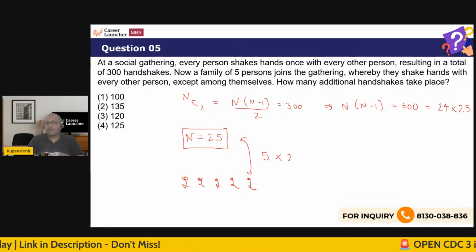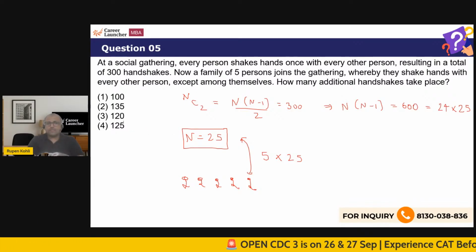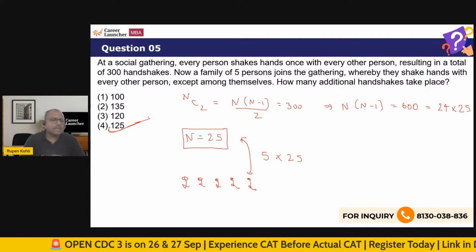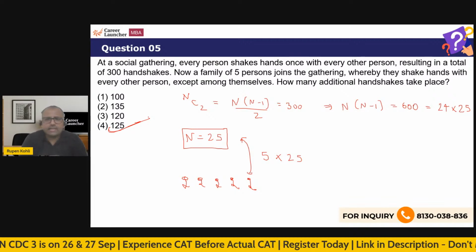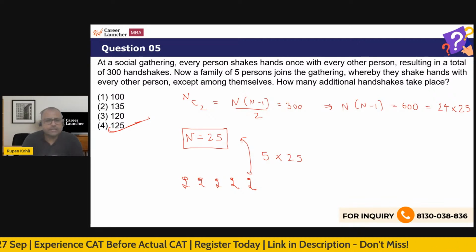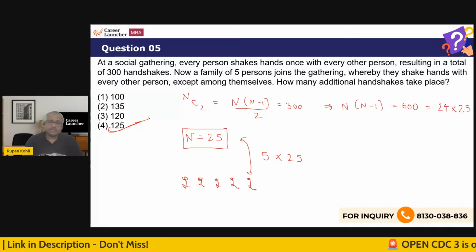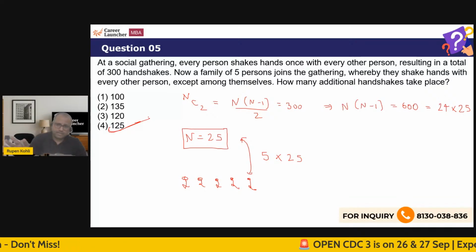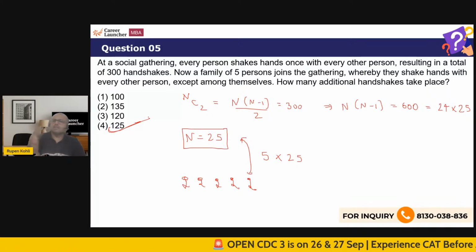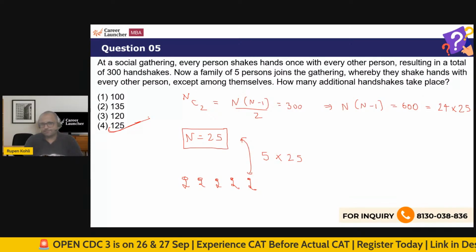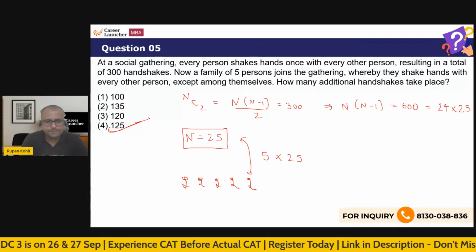So in all, 5 into 25 for each of the 5 persons, 25 handshakes. So 5 into 25, right? 125 new handshakes will definitely take place, right? So it was a kind of reverse question where the number of handshakes was given, and hence you have to find the number of persons already in the party or social gathering, and then you can find the new handshakes that will happen, right people?